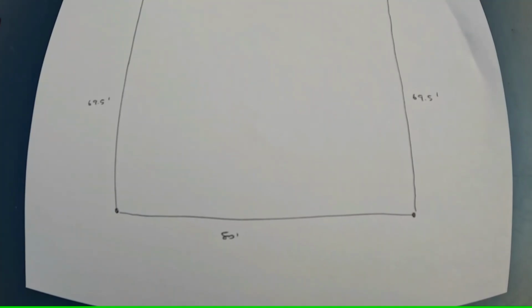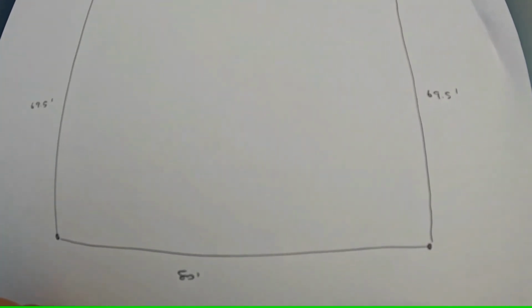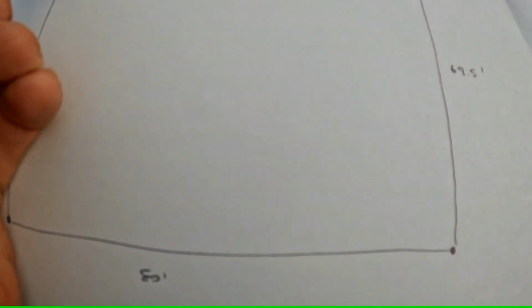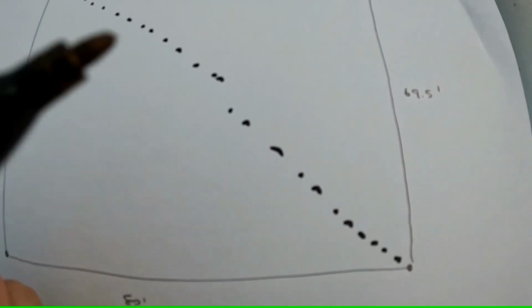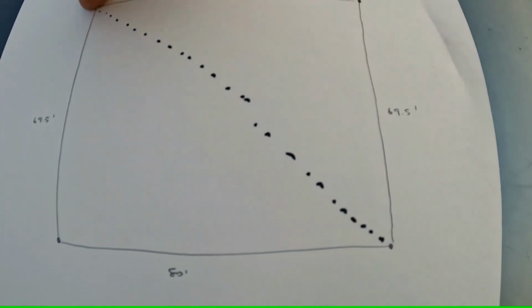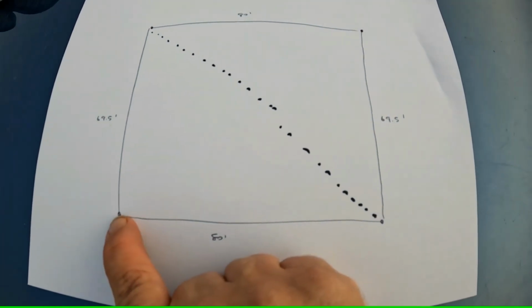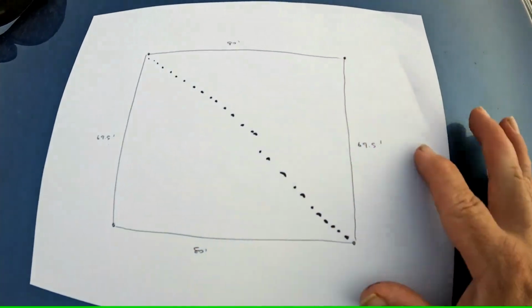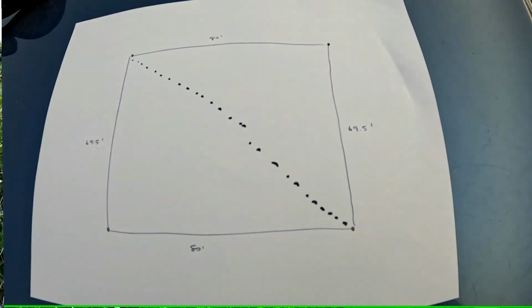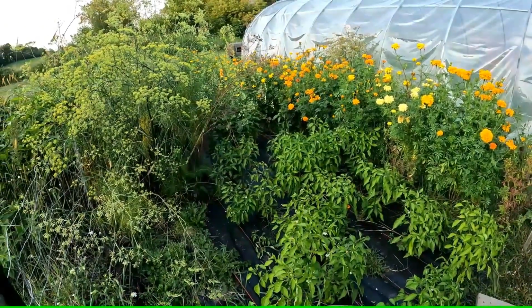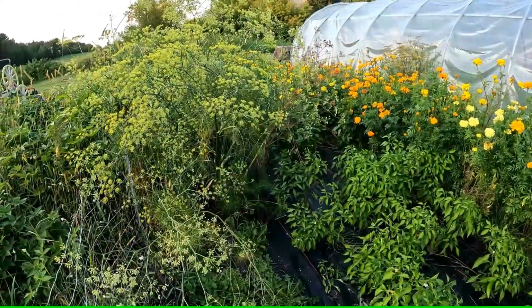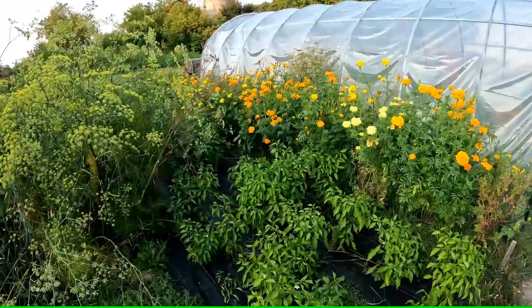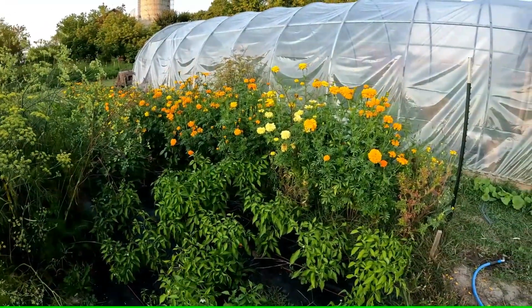Now, in order to guarantee that this is a square or a rectangle, about the only way to do it is to measure the diagonal. That measurement will tell you whether or not these corners are actually square or are skewed to one side or the other. Unfortunately, I can't measure the diagonals in my garden at the moment because I have 6-foot tall dill plants and a 10-foot tall high tunnel.